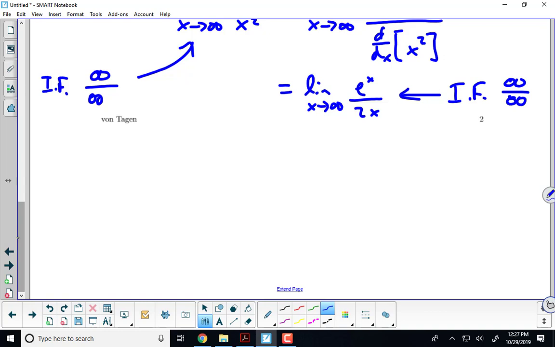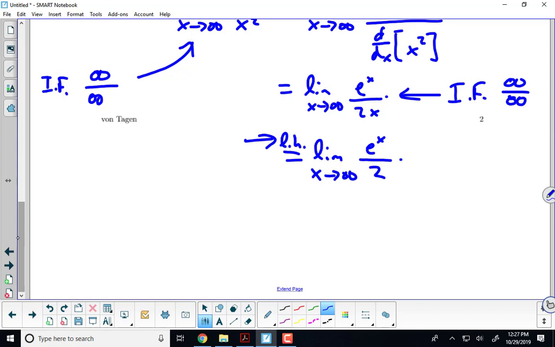So this still has indeterminate form infinity over infinity, so I'm going to go ahead and apply L'Hopital's rule a second time. And we end up with the limit as x approaches infinity of e to the x over 2. Again, how did I go from this line to this line? I used L'Hopital's rule a second time. How do I know that? Because I annotated my equal sign with an LH there.